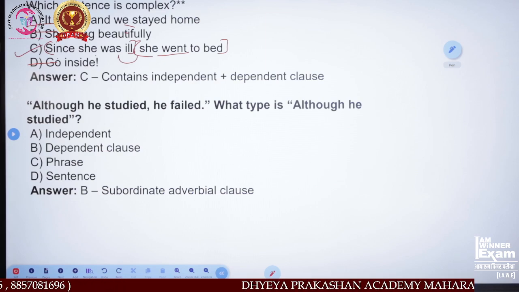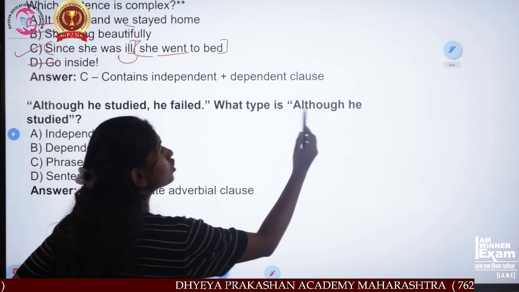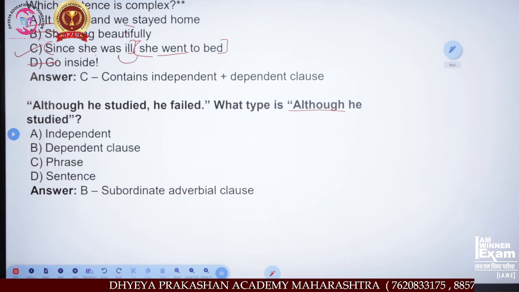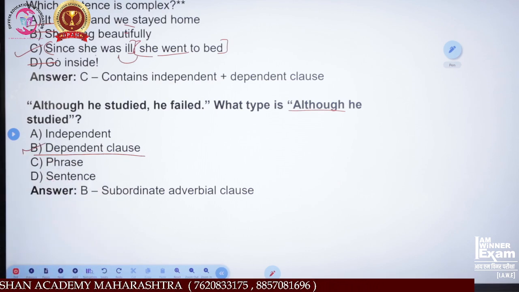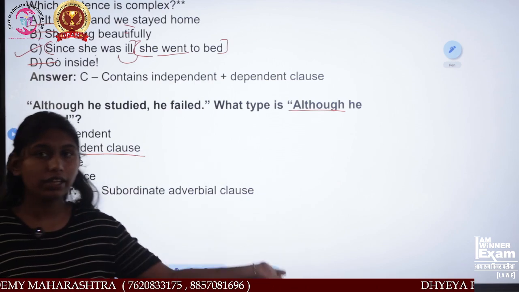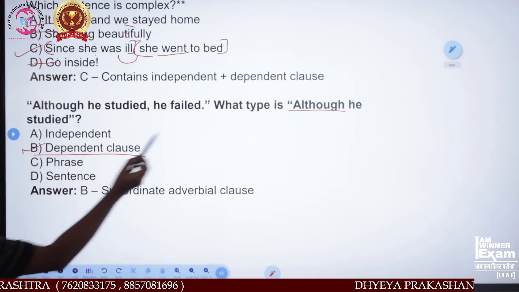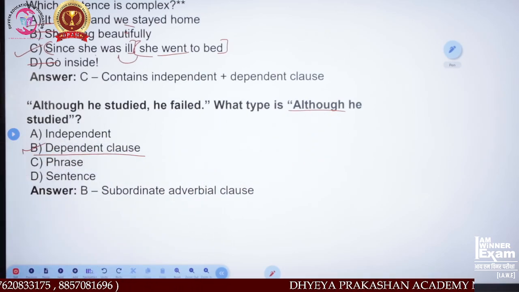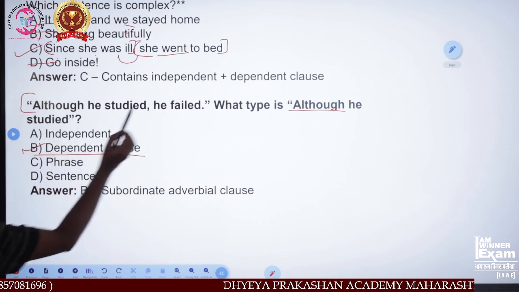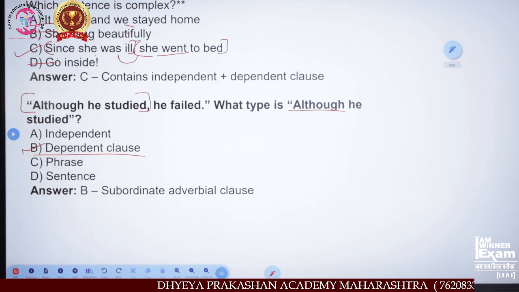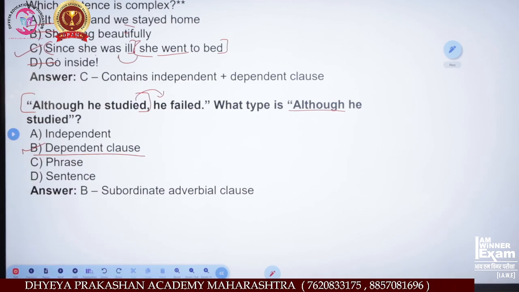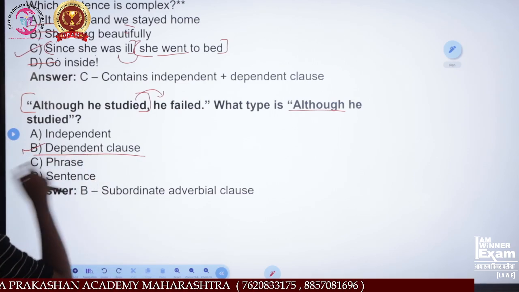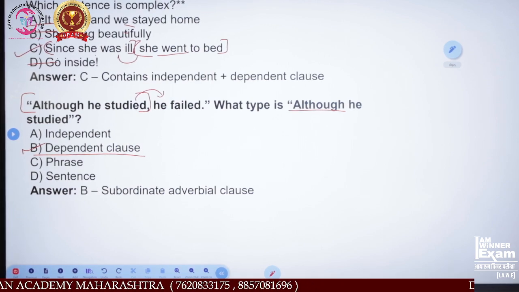Although he studied, he failed. What type is "although he studied"? That is a dependent clause. Dependent clause means what? He studied but still he failed, right? So, what type is "although he studied"? Now, this is dependent on which sentence? This sentence, okay? So, it is a dependent clause, okay?